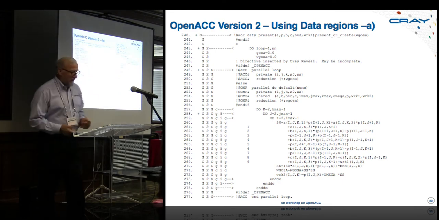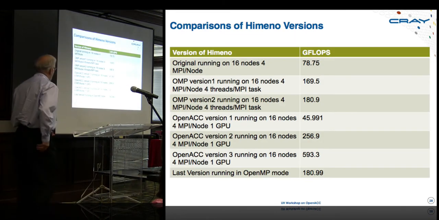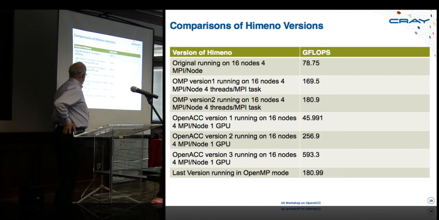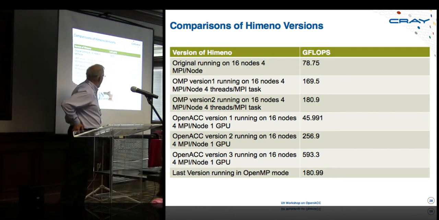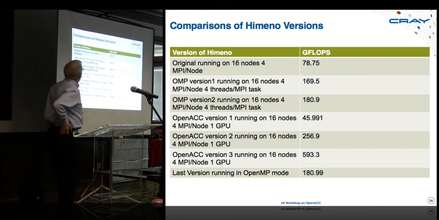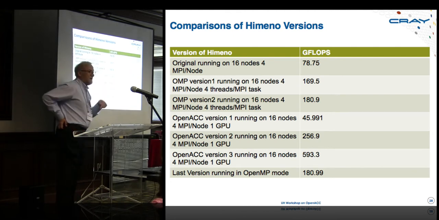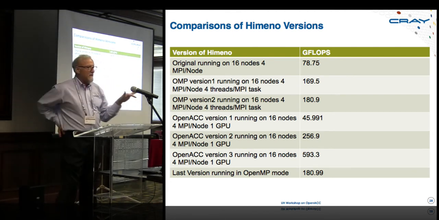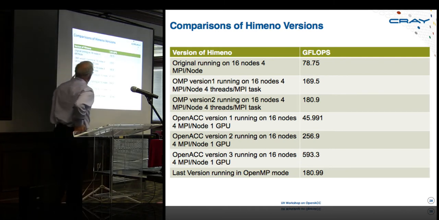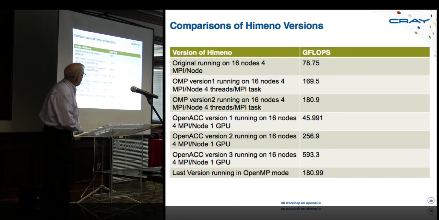And so now, this is in fact the performance I'm getting with that last rewrite. So this is the original that was running on 16 nodes, 4 MPI tasks per node. And then now we come down, so we get about a factor of 7 or 8.